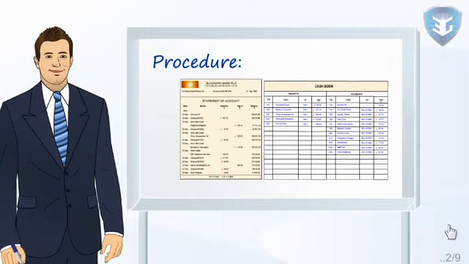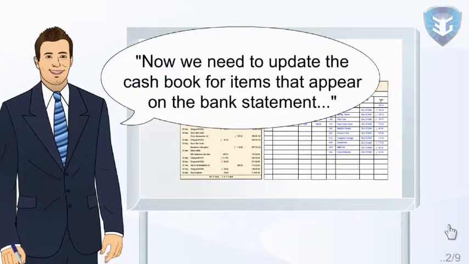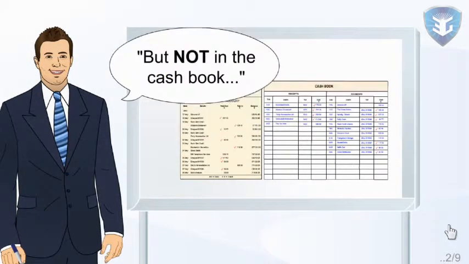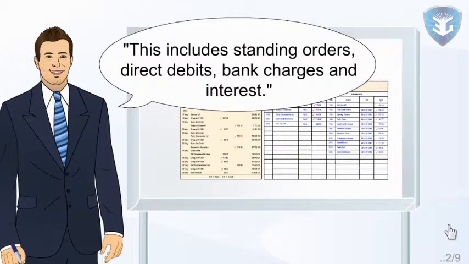So, for step 2, we now need to update the cash book for all the items that appear on the bank statement but are not shown in the cash book. This typically includes items such as standing orders, direct debits, bank charges and interest. We don't record them in the cash book until the bank statement arrives, as we won't be certain about the details, dates and amounts until we actually see them on the statement.